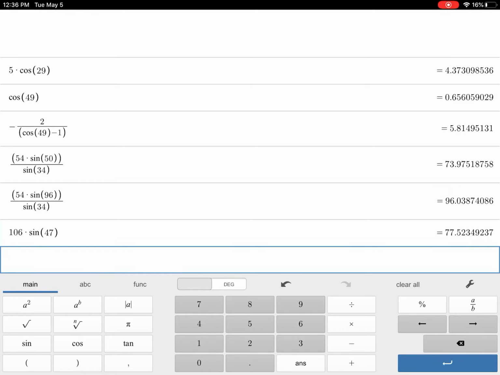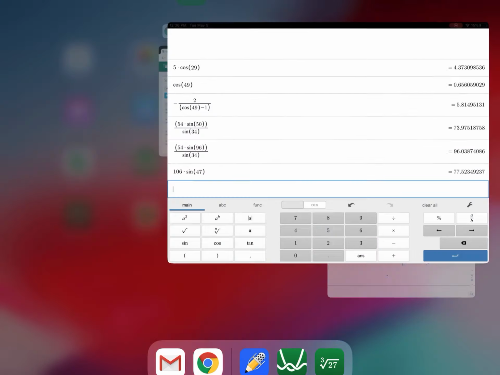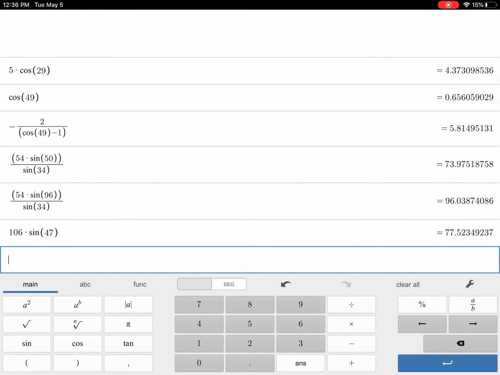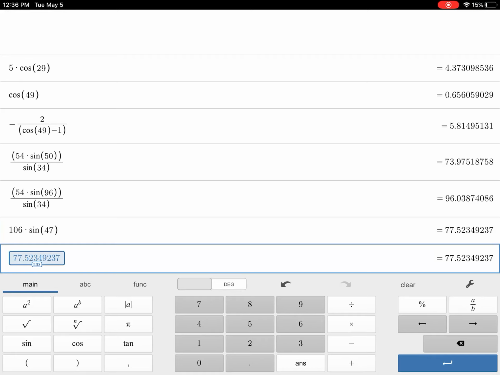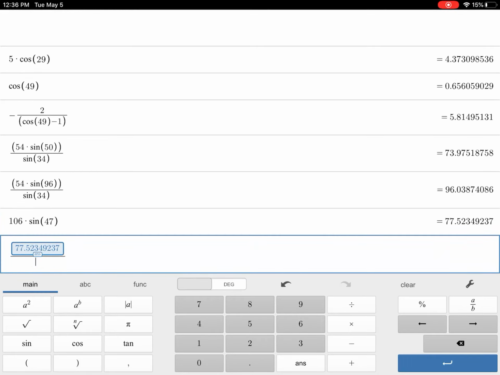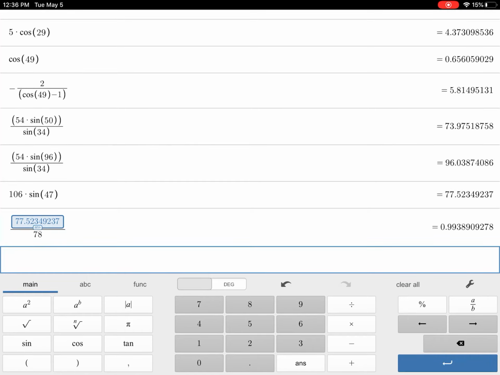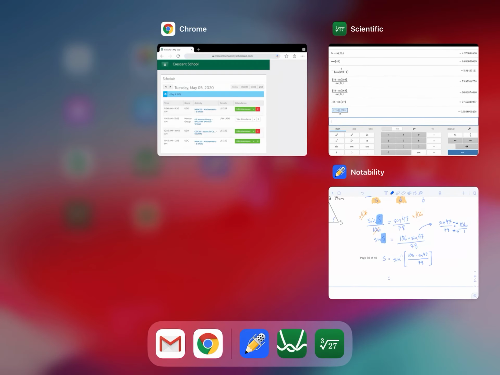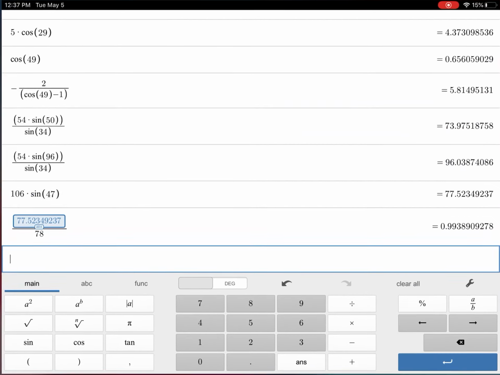So your calculator stores that last answer, and you want to take that answer and divide it by 78. So here you can see my answer key brings up the last one, and I divide it by 78. Then if I hit enter again, it stores that number, 0.99389099278, in my answer key. So that number divided by 78. And now I want to take the sine inverse of all that.